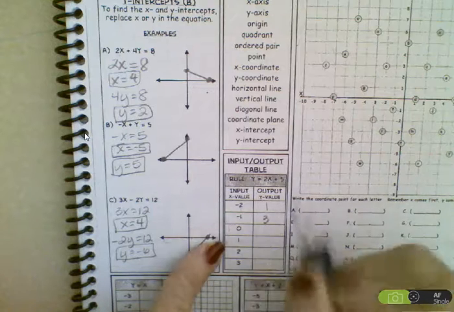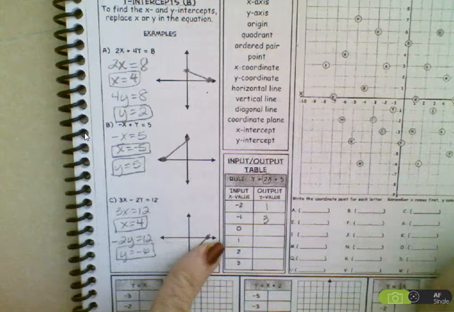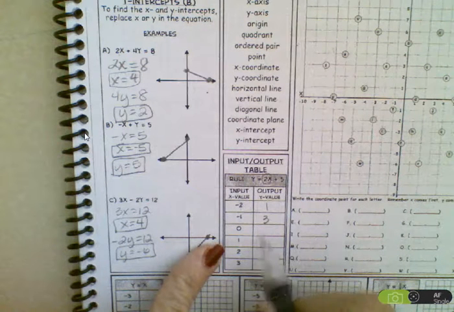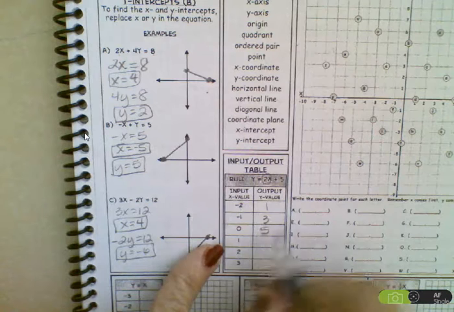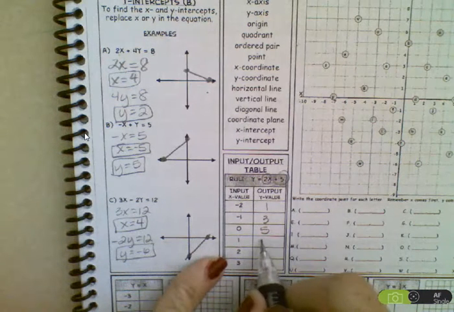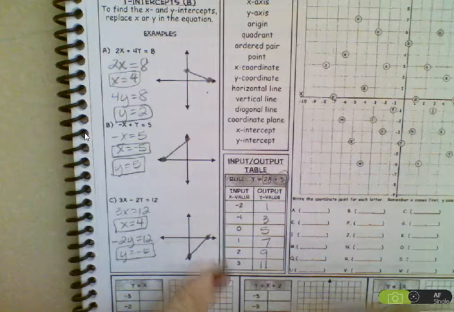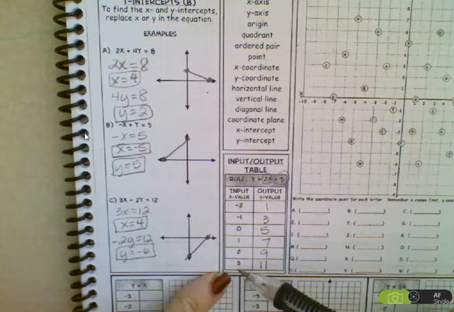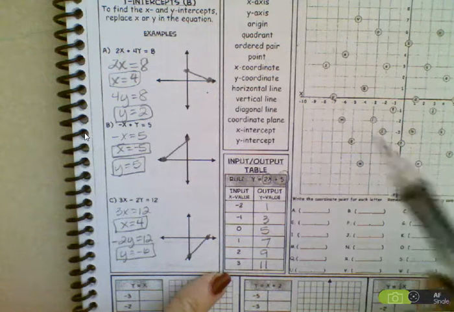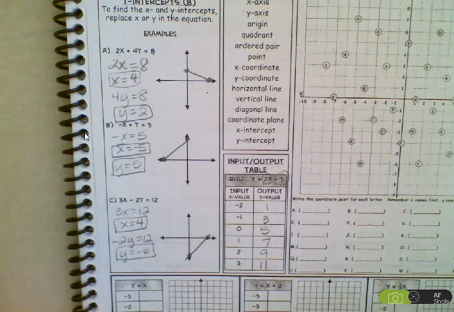Good. What should your numbers be increasing by each time if your slope is 2? 2. So without even doing the math, what do you think your next number is going to be? 5. And that's my y-intercept, right? So that works out. What do you think the next number is going to be? 7? 9? Now let's just double check and make sure we're really on track. Let's plug in the 3. What's 2 times 3? 6 plus 5? 11. So we're okay. Good.